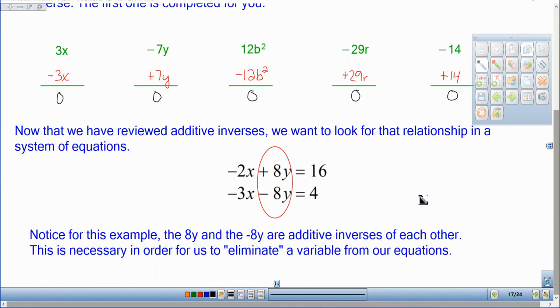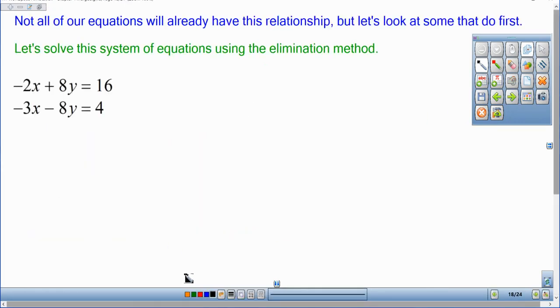So with systems, we are hopeful that we will find this relationship for either our x terms or our y terms. We will find out that that's not always the case. And in those situations, we will need to create that relationship. But let's go ahead and look at this one on the next page.